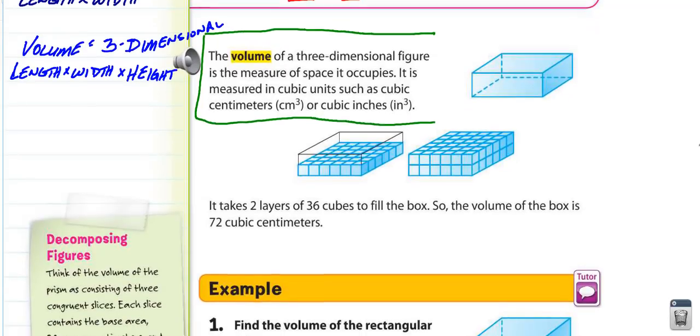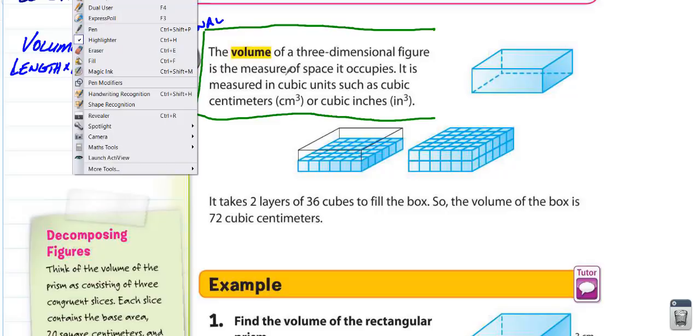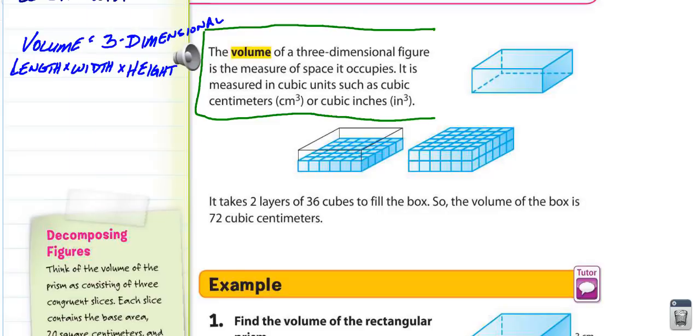All right, so then they show you a picture of volume. They show you these little cubes. Volume is always measured in cubic units, like cubic centimeters. So whenever you're measuring volume, you're measuring in cubic units, like cubic centimeters or cubic inches.